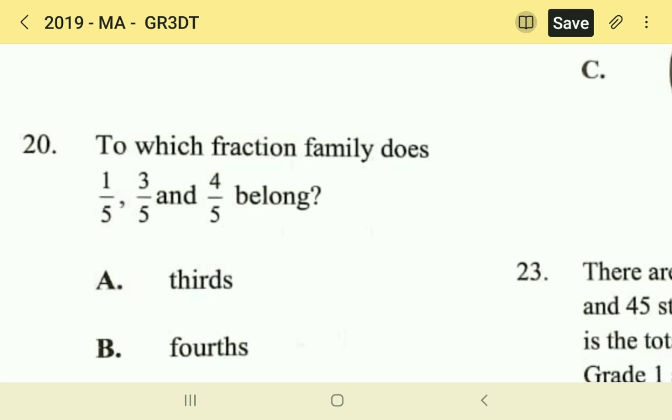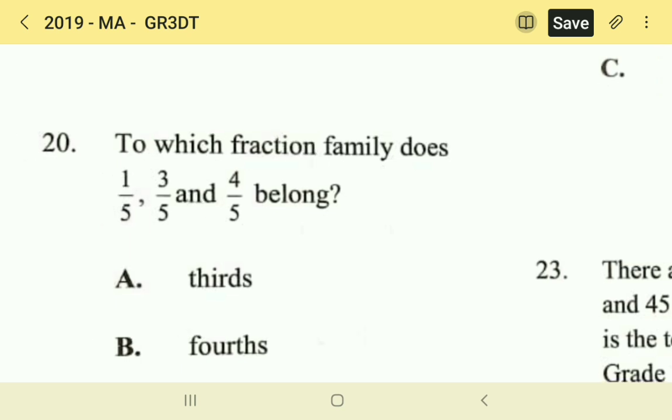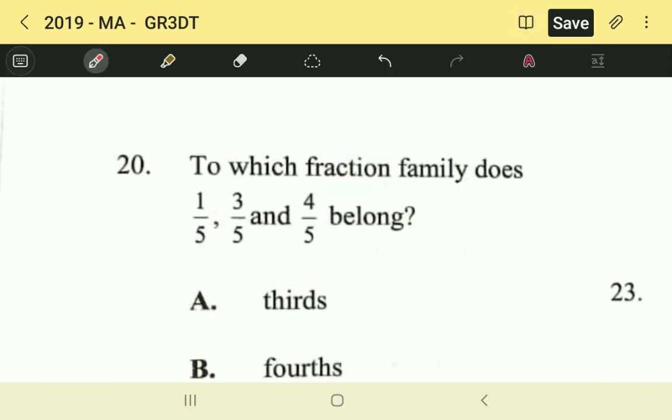To which fraction family? This is also a repeat. Guys, if you were going through the other videos, you'd just be running through this paper if this were the paper you got for your exam. To which fraction family does 1/5, 3/5, and 4/5 belong? Remember the denominator. The bottom number will tell you the family, alright?